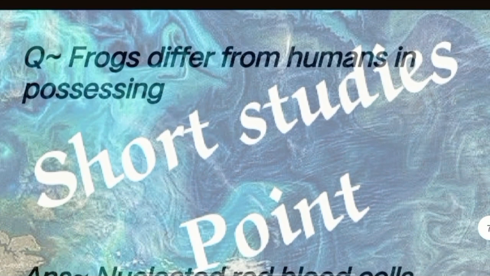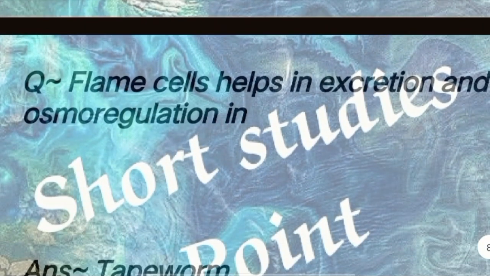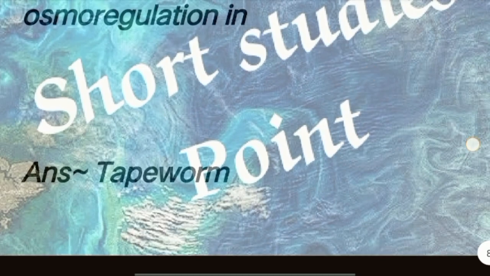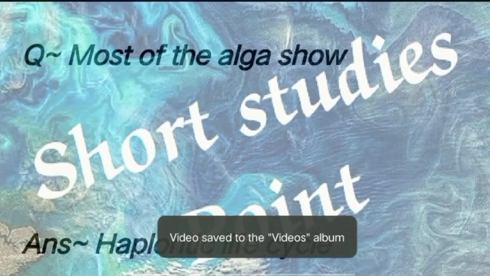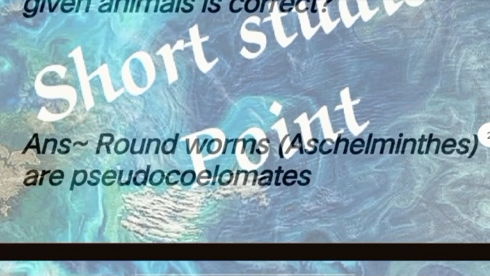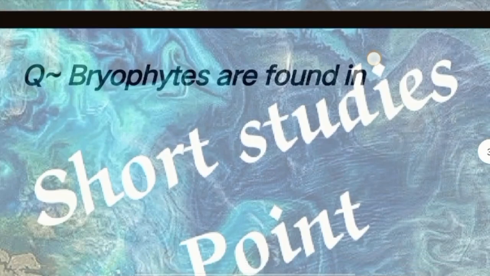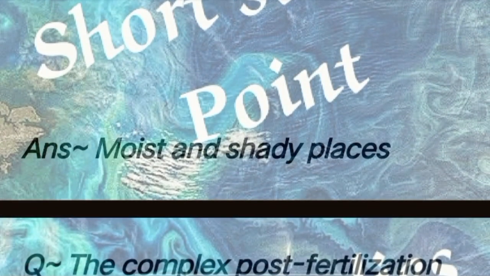Next question, frogs differ from humans in possessing, answer, nucleated red blood cells. Next question, flame cells help in excretion and regulation in, answer, tapeworm. Next question, most of the algae show, answer, haplontic life cycle. Next question, which statement about certain given animals is correct? Answer, roundworms are pseudocoelomates. Next question, bryophytes are found in, answer, moist and shady places.